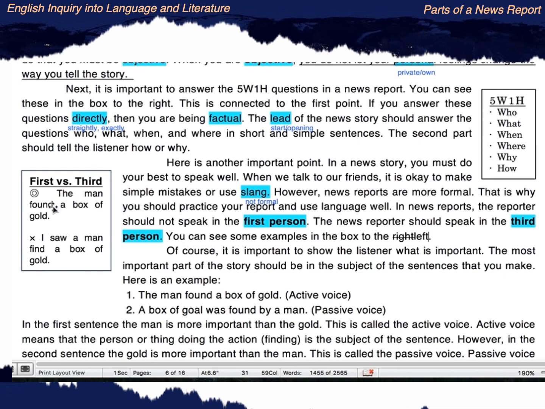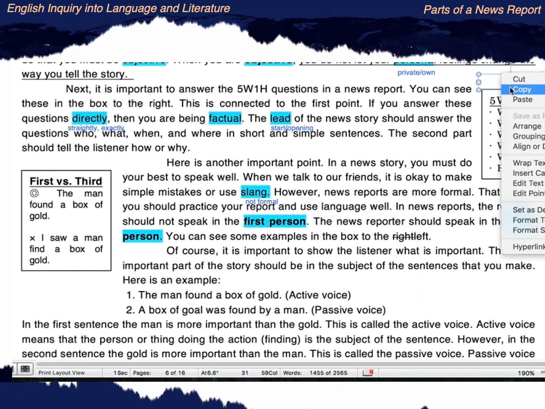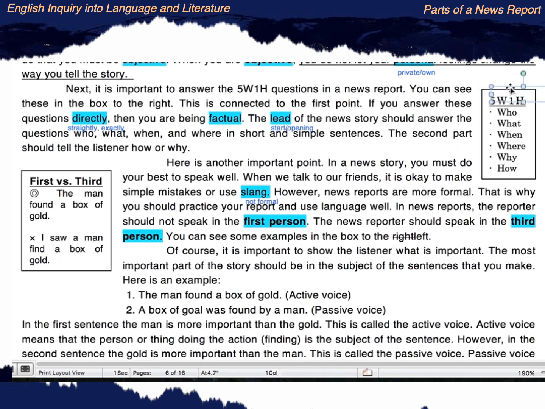Okay, so this is the first versus third. The man found a box of gold. So this is the third person. I saw a man find a box of gold. This is the first person. Let's check the dictionary. Okay. So I checked the dictionary and again I found that the first person means or equal to I, we, and us. These are all first person. Third person can be the man, he, she, and it. Okay, first person and third person.